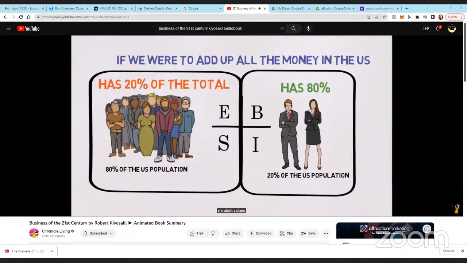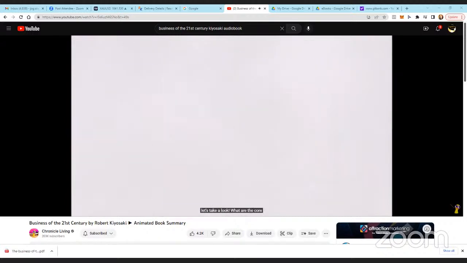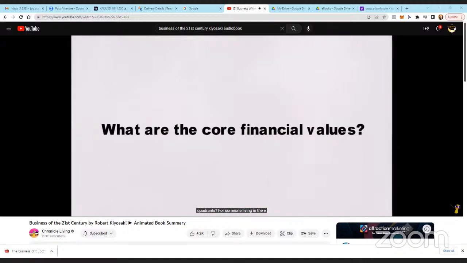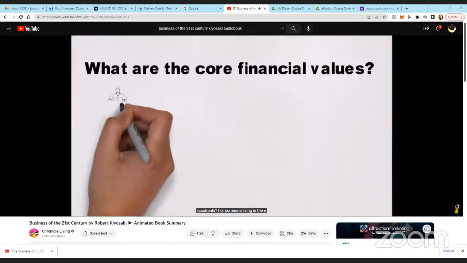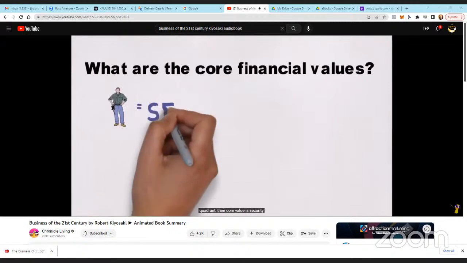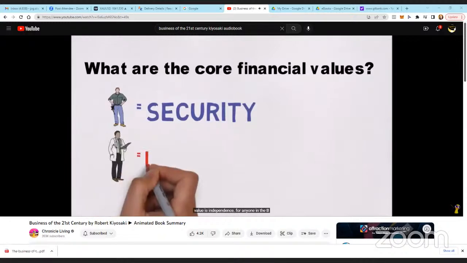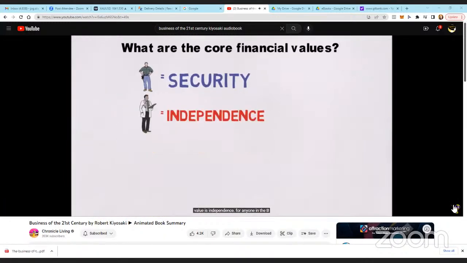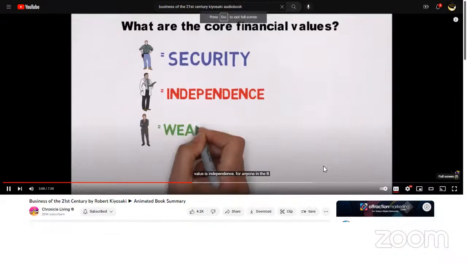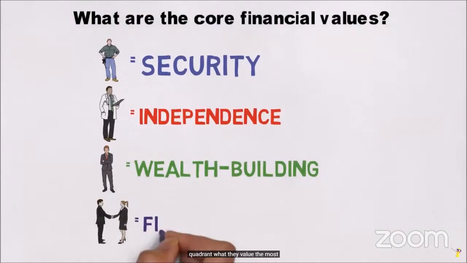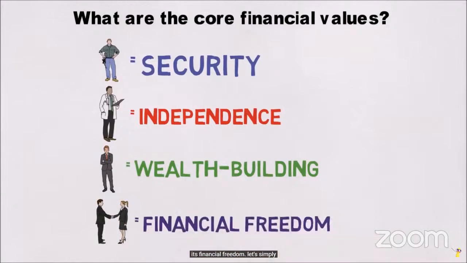It starts with what our mindset values. Let's take a look. What are the core financial values of each of these quadrants? For someone living in the E quadrant, their core value is security. For people in the S quadrant, their core value is independence. For anyone in the B quadrant, their core value is wealth building. And the people in the I quadrant, what they value the most is financial freedom. Let's simply analyze how these values come into play for each of these quadrants.